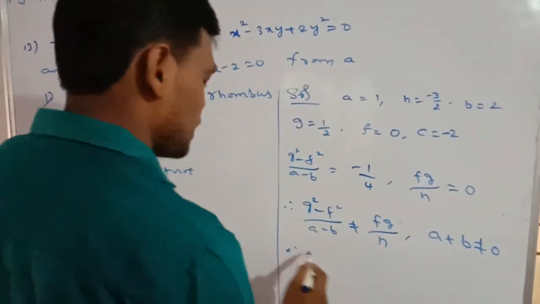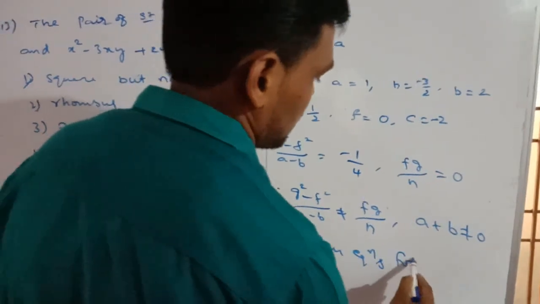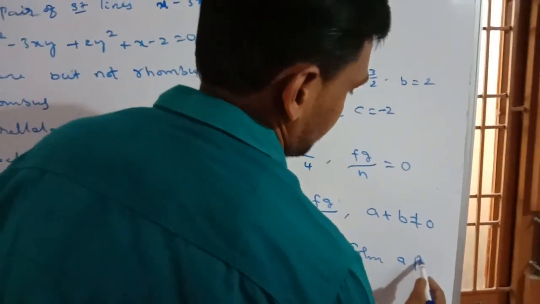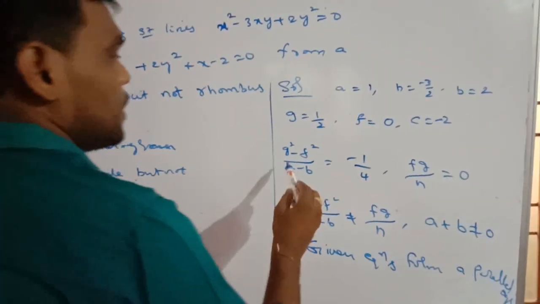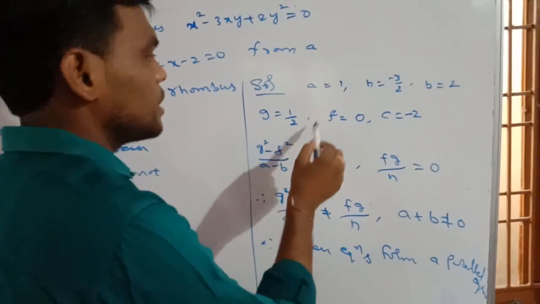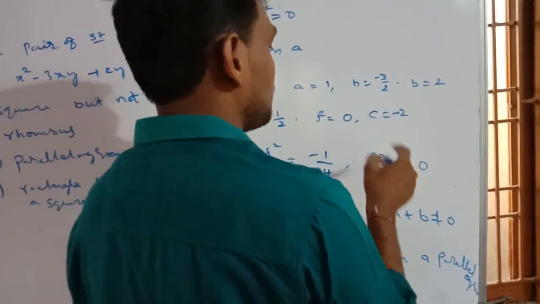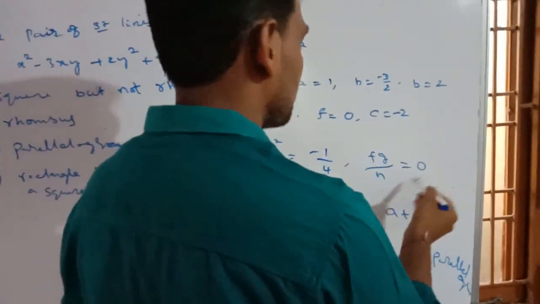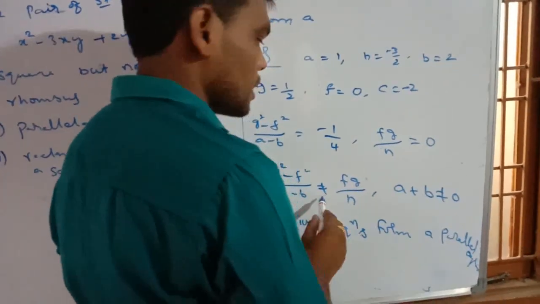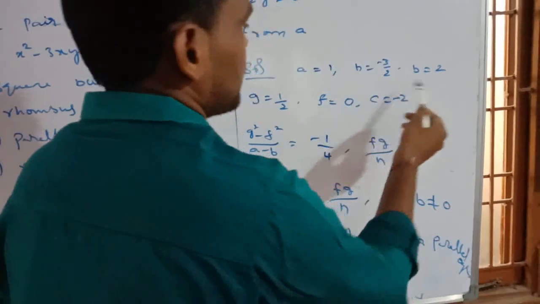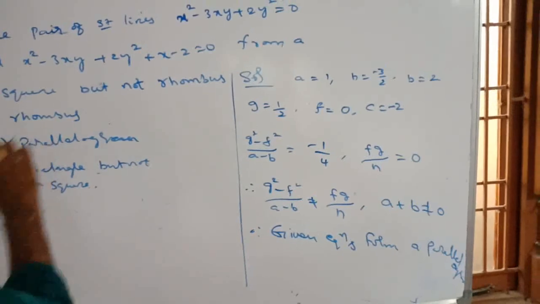So therefore the given equations form a parallelogram. Now once again, g square minus f square by a minus b, substituting in this formula, the value is minus 1 by 4, and f is 0 into g is 1 by 2, by h. 0 by something is 0. Now this is not equal, so g square minus f square by a minus b is not equal to fg by h, and also a plus b, 1 plus 2, is not equal to 0. So the given equations form a parallelogram. Now the option is third.